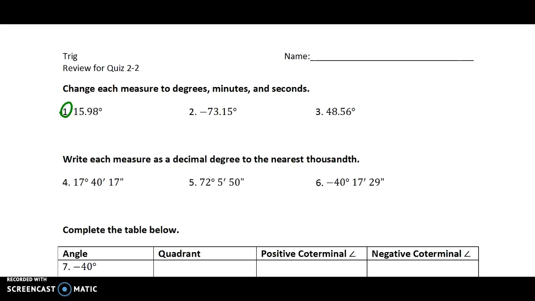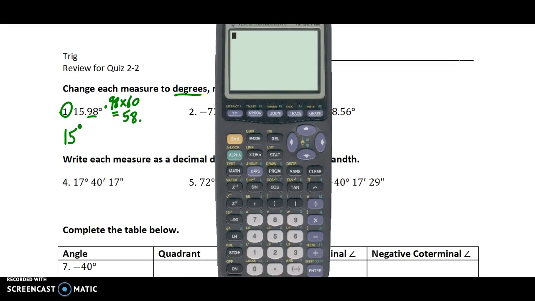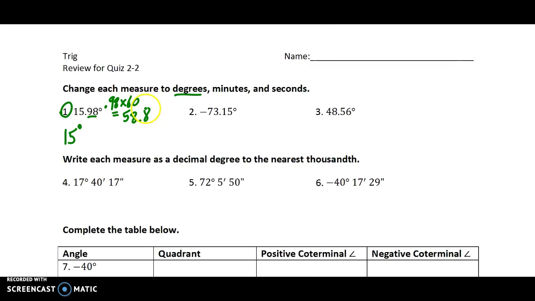So 15.98 degrees, okay? First things first, I just want the degrees. Well, that's the whole number part, so it'll be 15 degrees. Question is, what do I do with that 0.98? To get the number of minutes, you take 0.98 times 60, because there's 60 minutes in a degree. So if I go to my handy-dandy calculator, 0.98 times 60, we get 58.8. Okay? So that 58, that's my minutes.